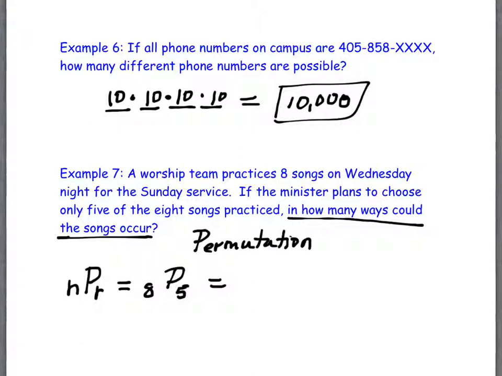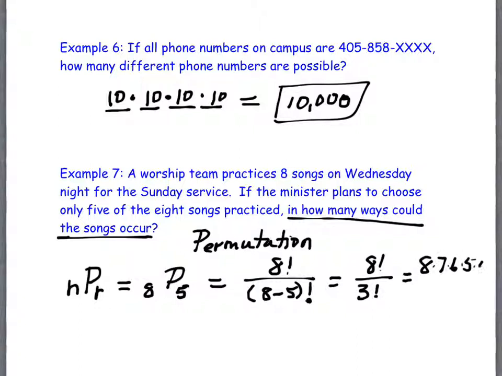Excellent. So the permutation formula says that I'm going to have an 8 factorial on top, and I'm going to have an 8 minus 5 factorial on bottom. Okay, so this is 8 factorial over 3 factorial, which is 8, 7, 6, 5, 4, 3 factorial over 3 factorial. So if someone will grab a calculator for us and multiply 8 times 7 times 6 times 5 times 4.